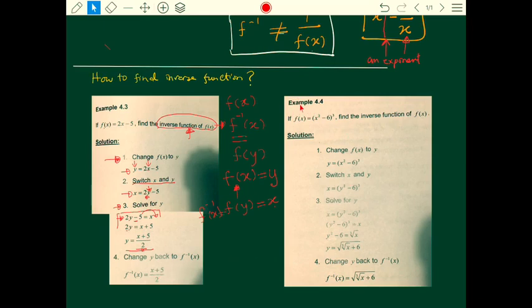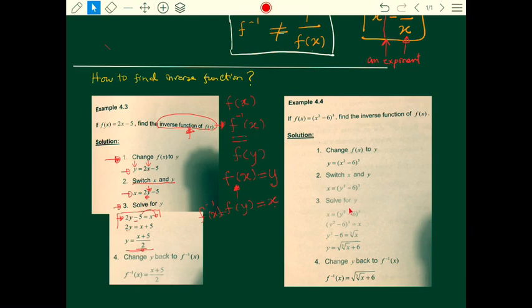So the same for example 4.4. This time around it has the power of 3. The function f(x) is (x squared minus 6) to the power of 3. So following the 4 steps here, you need to change the f(x) to y. So it becomes y equals (x squared minus 6) to the power of 3. So this is the original function. After that, the second step, you switch the position of x and y. So y becomes x and x becomes y.